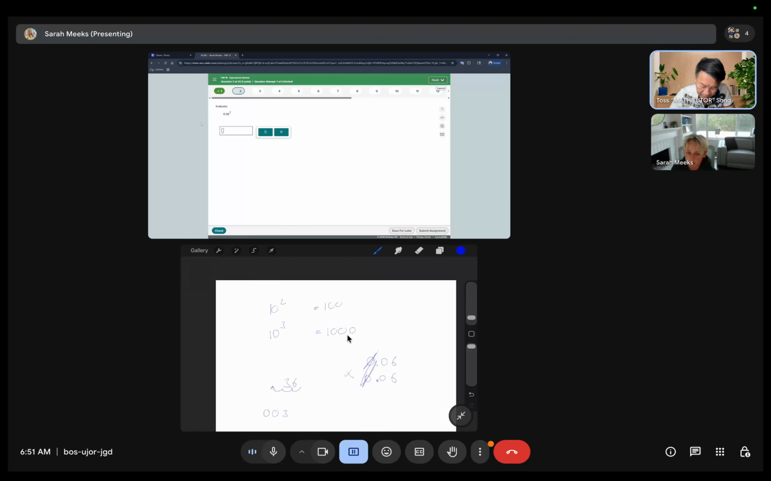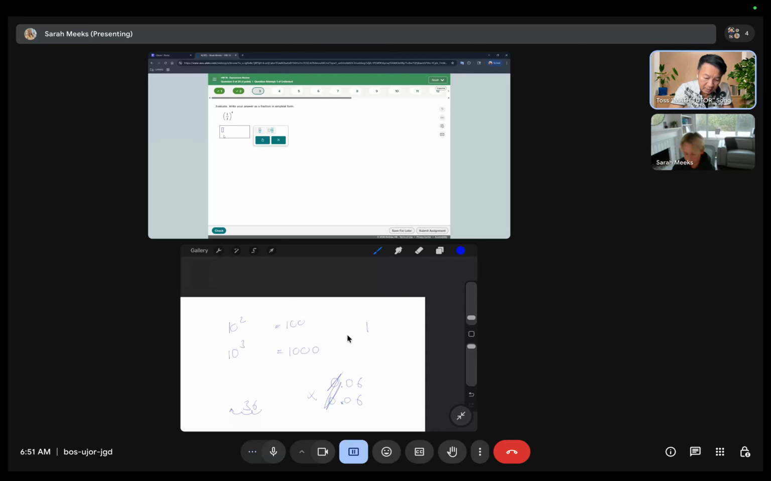0.36. It'll look like this. Here's your final answer. Like quick math. But wait, why would you need to move the decimal point? Because you're multiplying. Is that okay? You're multiplying 0.6 times 0.6. Okay, now it's really the same thing as this one.